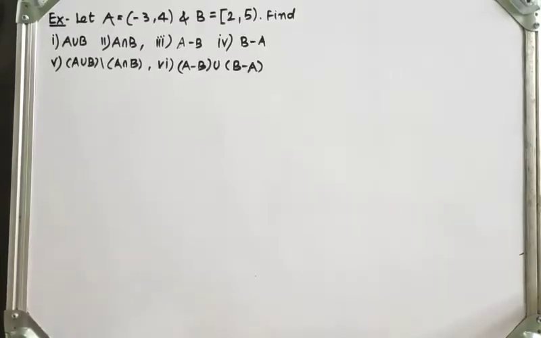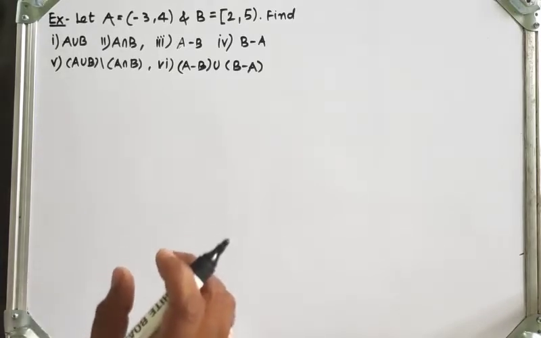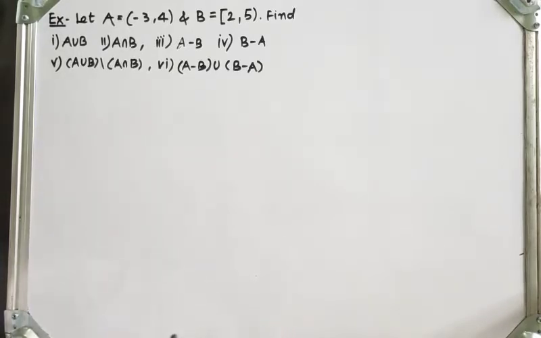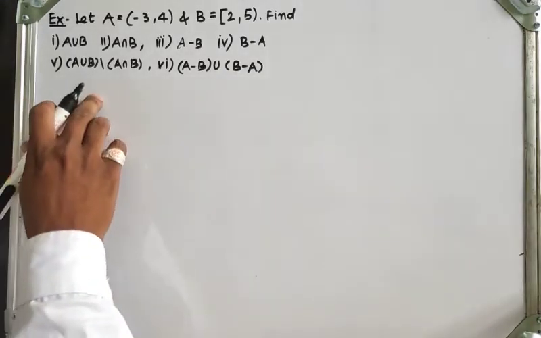Hello students, in the previous video we have seen sets, power sets, intersection of two sets, union of two sets. Now in this video we will see some examples and Cartesian products. Now let's see this example.